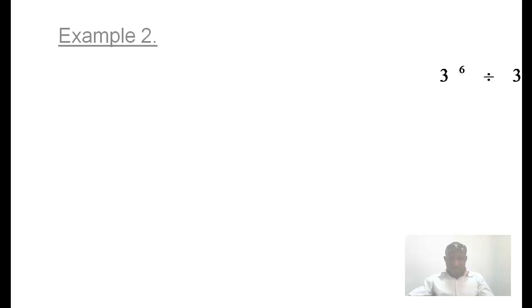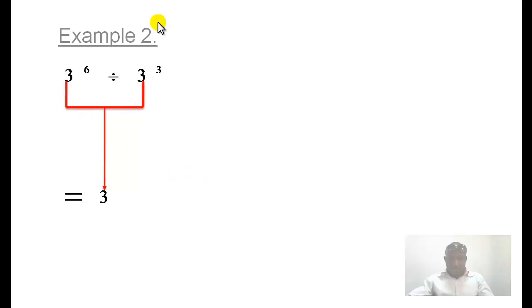In our second example, we look at 3^6 divided by 3^3. In this case, the bases involved are numeric. Referencing our second law of indices, we have the common base, which is 3. The indices involved, 6 and 3, are subtracted. Simplifying this, we have our final answer as 3^3.